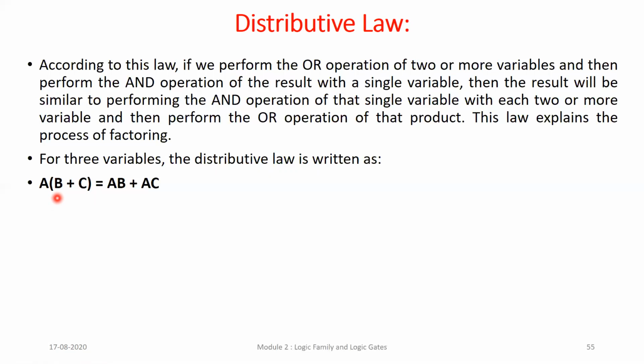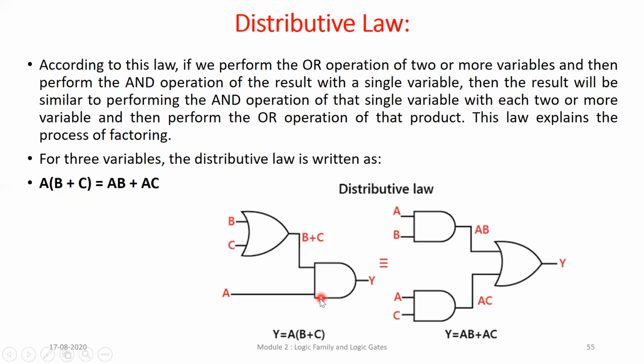So for the OR gate, you will give inputs B and C. The output of that OR gate is B plus C, and then that output and A you will give to an AND gate. So B and C you are giving to an OR gate, so I get B plus C. Then this is multiplied by A, so it goes to an AND gate. One input is A, the other input is B plus C. So this was the LHS part.